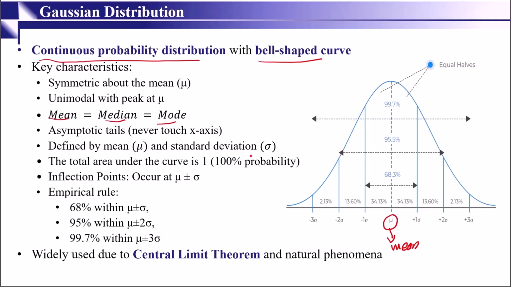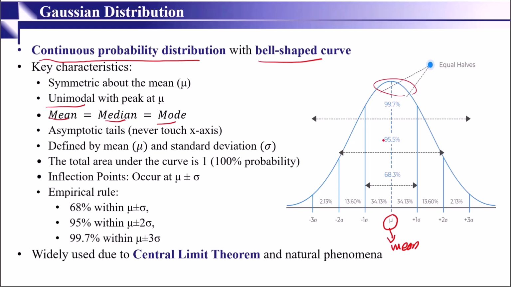Mean is the average of a set of numbers. Median is the middle value in an ordered data set, and mode is the most frequently occurring value in a data set. So in the case of normal distribution, mean, median, and mode all are the same. The peak of the curve occurs at mu here. It means it is unimodal. Unimodal means the distribution has only one single peak which occurs at the mean.